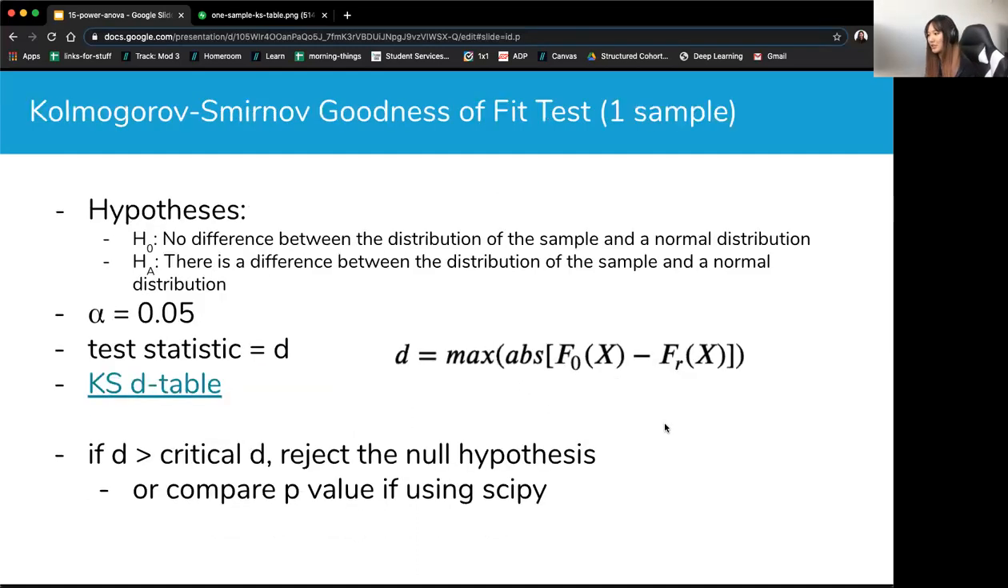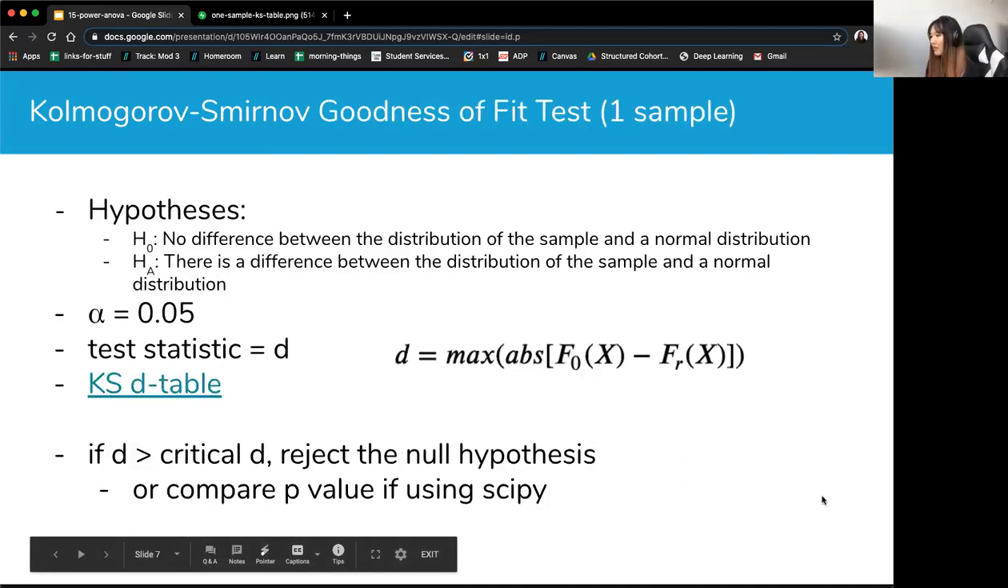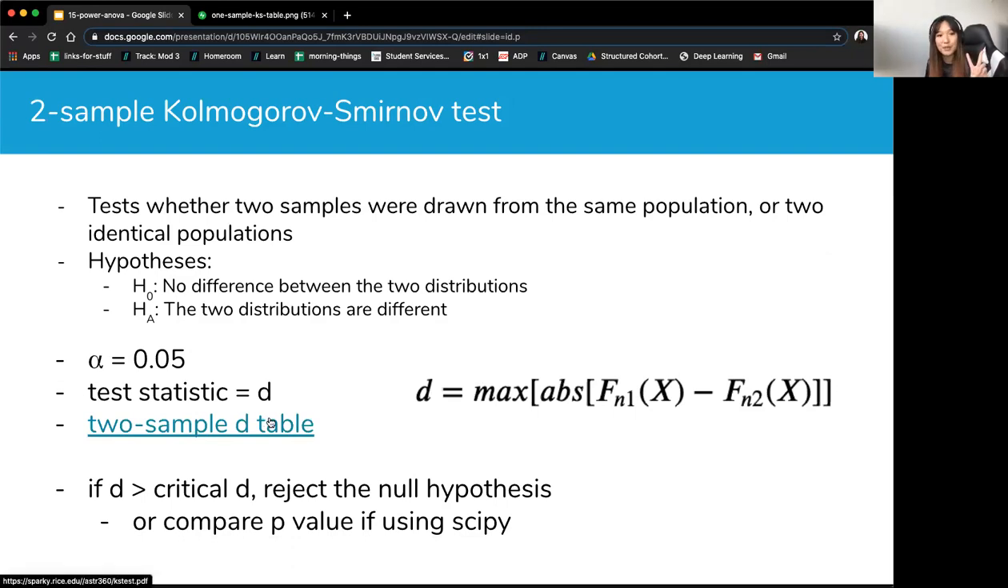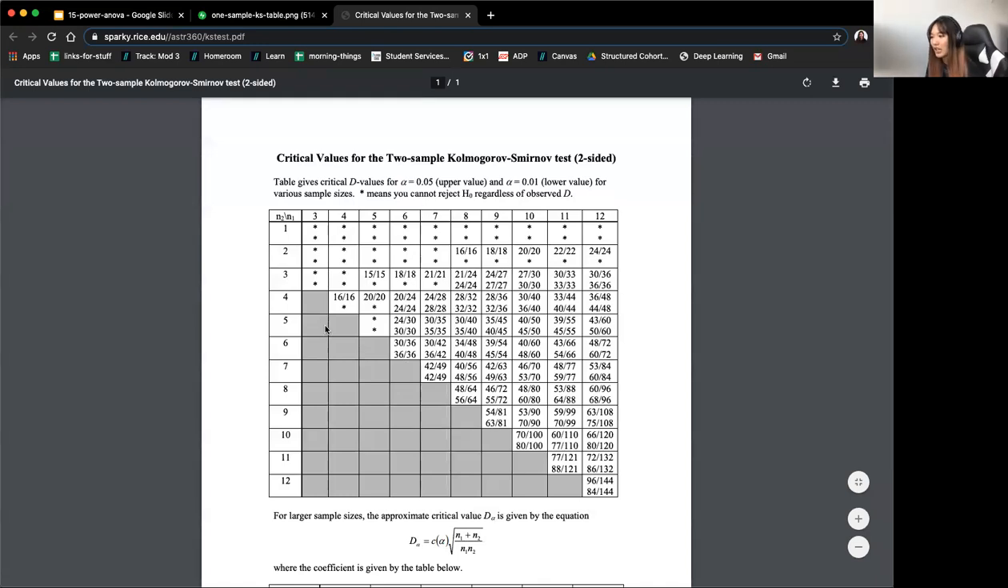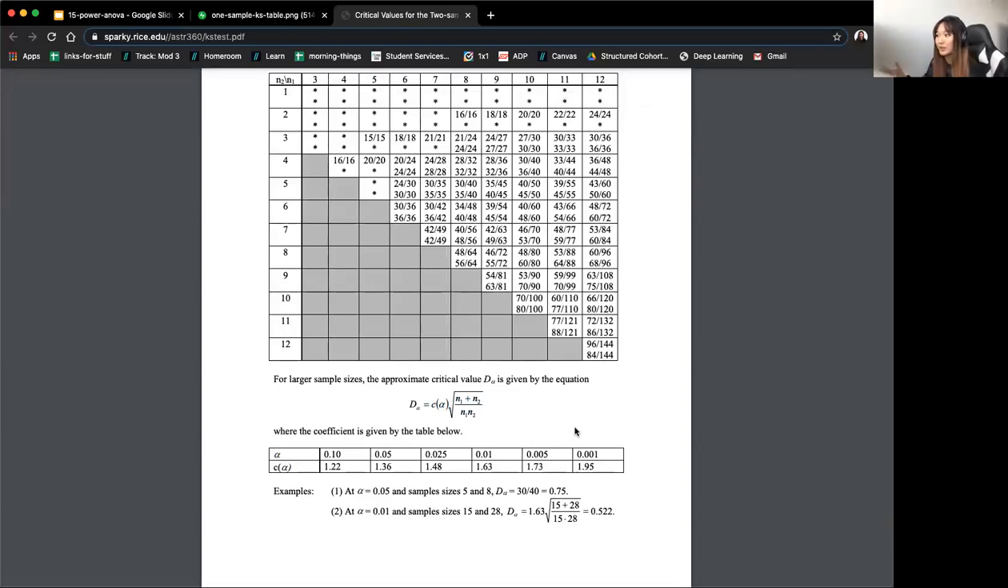And again, we can actually use the same diagram with two CDFs. We're just looking for where there is a maximum difference. And from there, there's a separate D table for two-sample KS tests. It works slightly differently. You're looking at the sample sizes for the two samples. Or if you have bigger sample sizes, there is a formula that you can just plug in to find out what your critical D is.